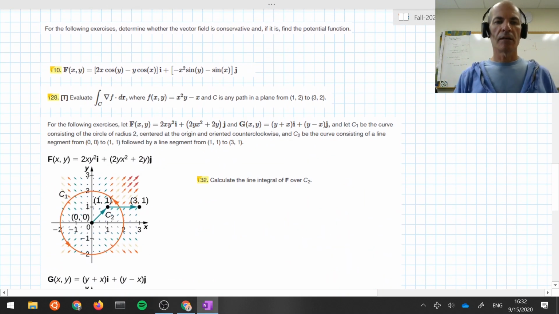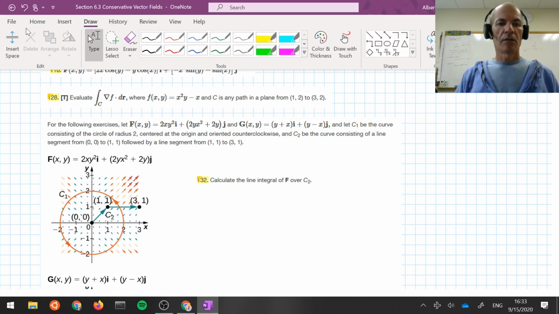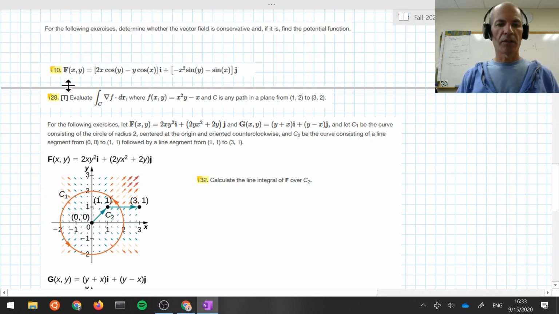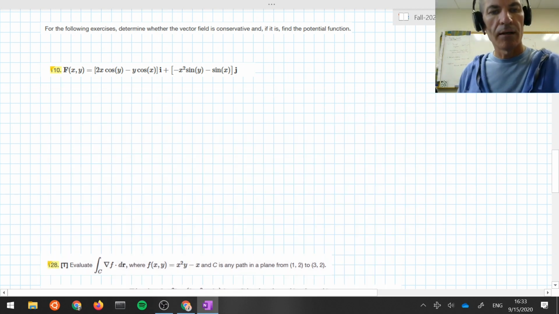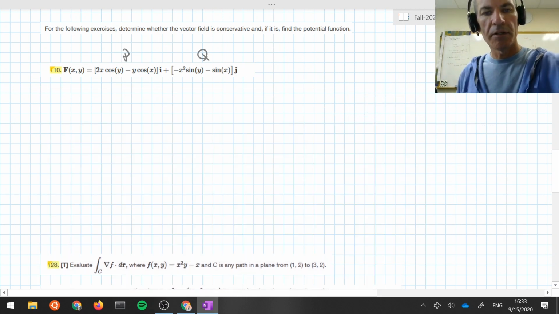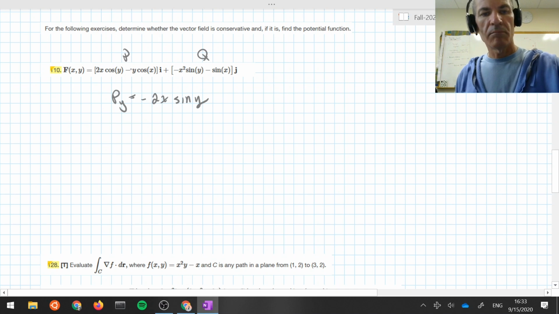So in 110, for the following exercises, just determine whether the vector field is conservative and find its potential function. So once again, we're going to apply the test for conservativeness. We've got P here and Q here. Let's find P sub y. That's the derivative of this thing with respect to y. 2x minus 2x sine y minus, again, the derivative with respect to y, minus cosine x.